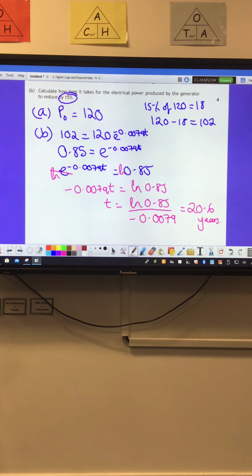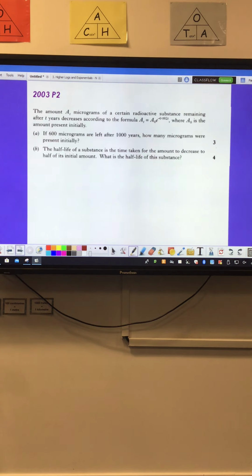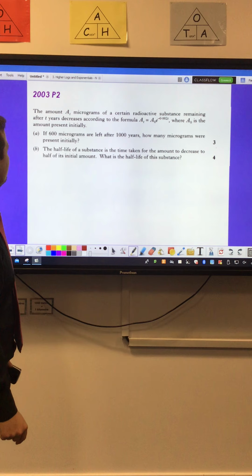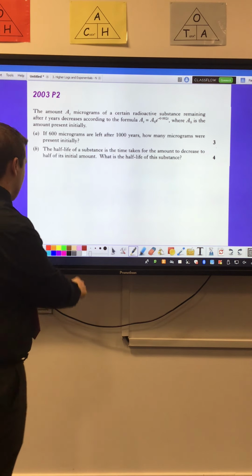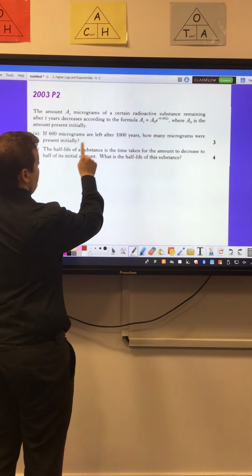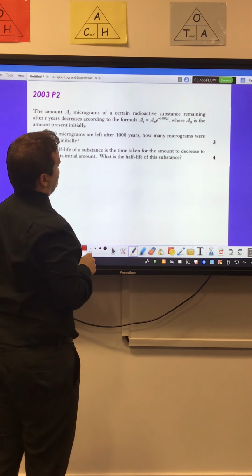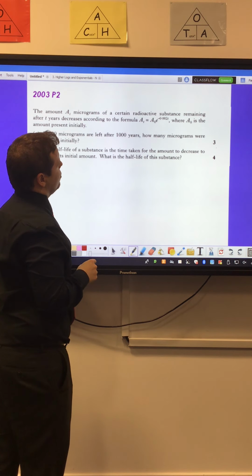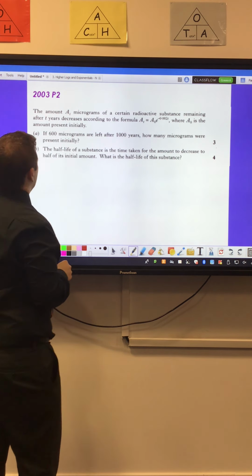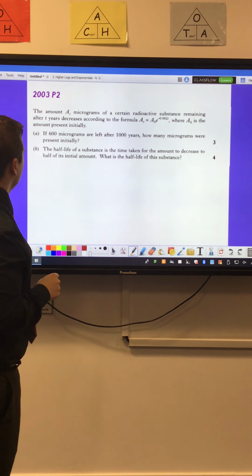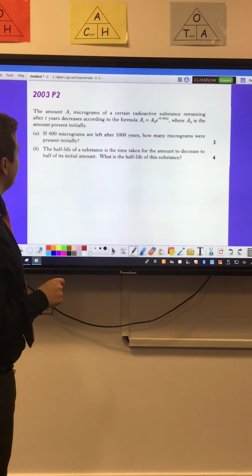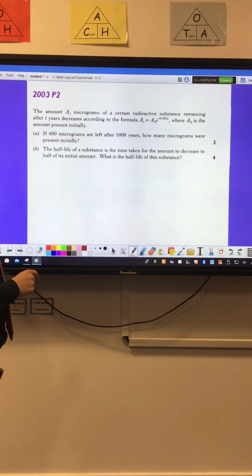Okay, right, we're going to look at another problem that involves something called half-life. So this is quite an old question. The amount A of T micrograms of a certain radioactive substance is given by this equation. A of T equals A naught e to the power of minus 0.002t. A naught is the amount present initially. So what are we told? If 600 micrograms are left after 1,000 years, how many micrograms were present initially?